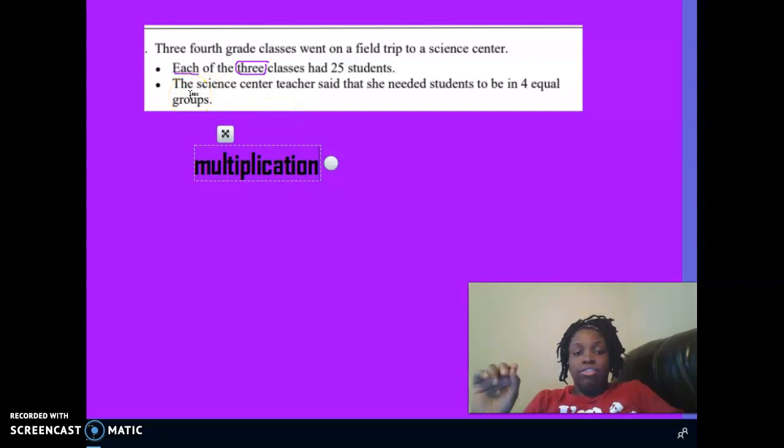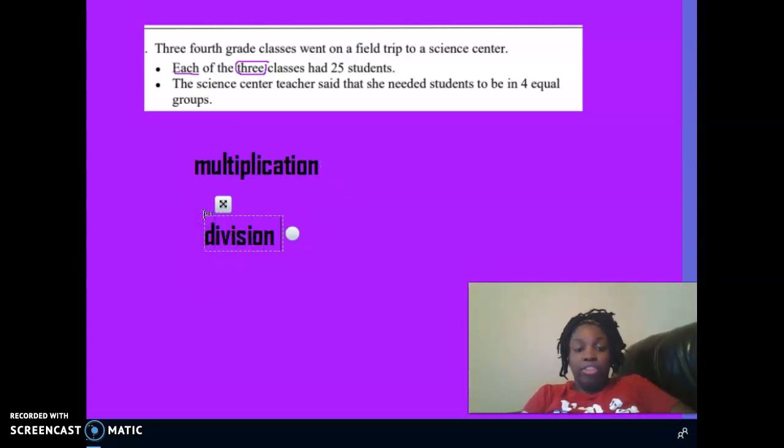The science center teacher said that she needed students to be in 4 equal groups. So that means I'm grouping, right? So what does grouping mean? Am I adding, subtracting, multiplying, or dividing when I'm grouping something? Good, I am dividing. So this is actually a multiplication and a division problem.